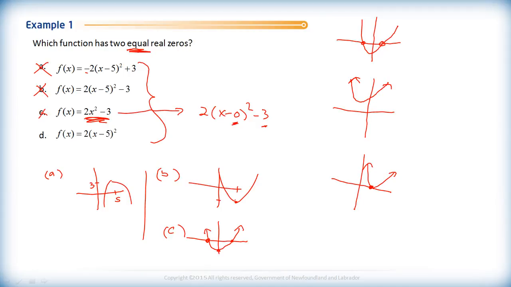What about the last one? Part D. In part D there, we've got a graph. Vertex is over 5 and up 0, and it opens upward. Aha! Just 1 x-intercept. So those are what we call 2 equal real zeros. D it is. The D's have it.